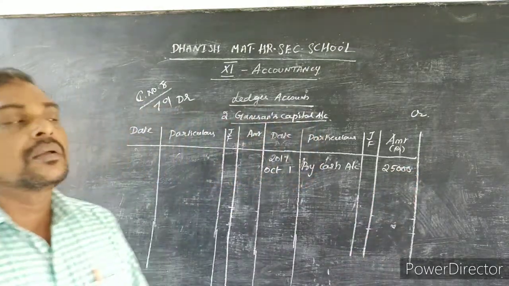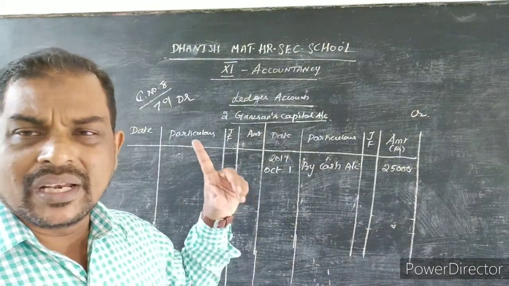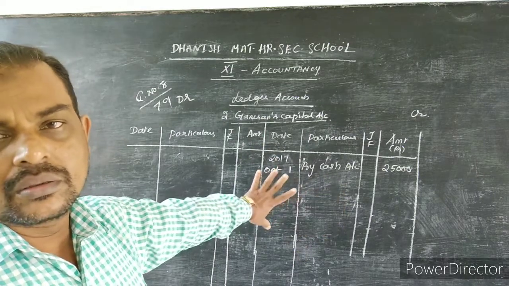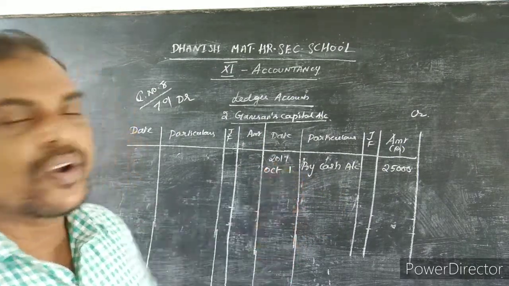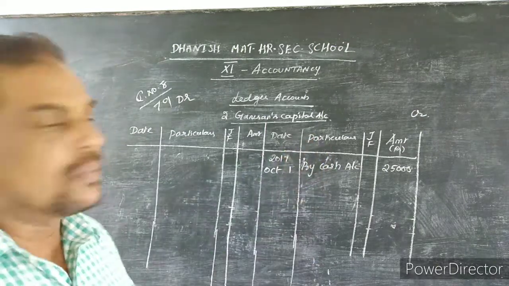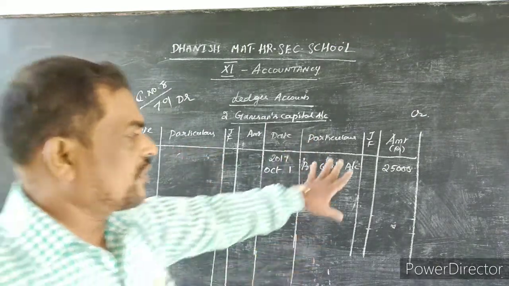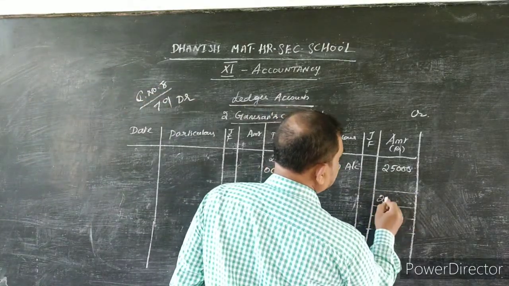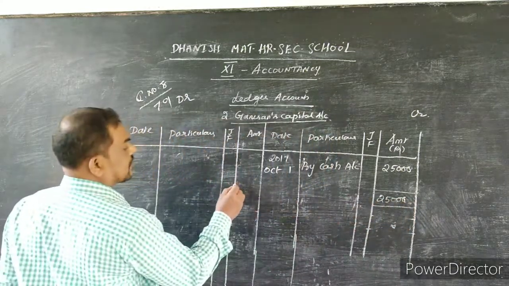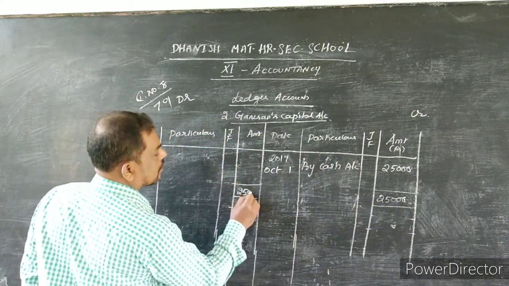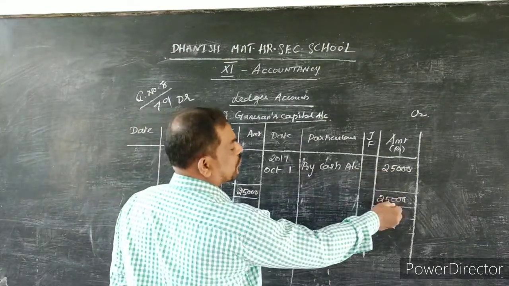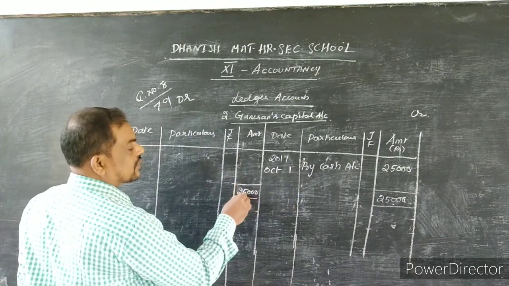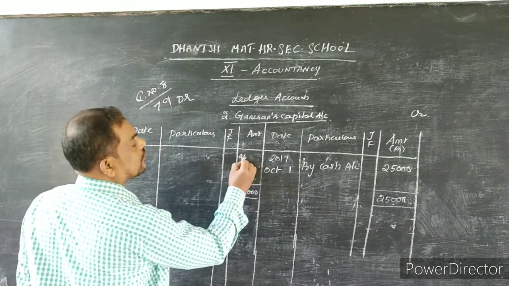Listen, my dear students. Out of all the journal entries, only in one place is the capital account affected. So we have to compile the ledger account. Now what do we have to do? Here only 25,000 is available. Nothing is available on the debit side. So definitely this 25,000 should come on both sides. The same 25,000 will come on the debit side also. So the same closing balance, 25,000, will come here.